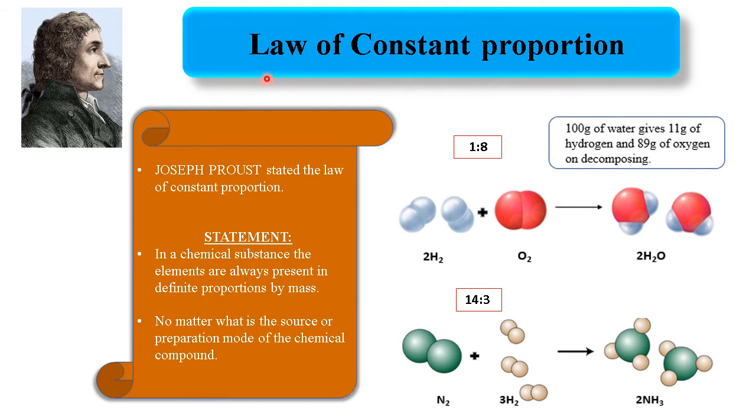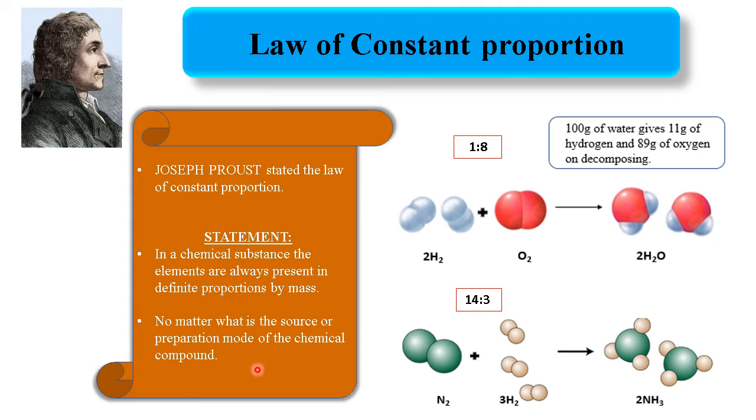Further moving towards the second law of chemical combination, that is the law of constant proportion, also known as the law of definite proportion. This law was given by Joseph Proust in the year 1774. He stated that in a chemical substance, the elements are always present in definite proportions by mass. It means that whatever be the source from which it is obtained, or the method by which it is prepared, a pure chemical compound is always made up of the same elements in the same mass percentage.